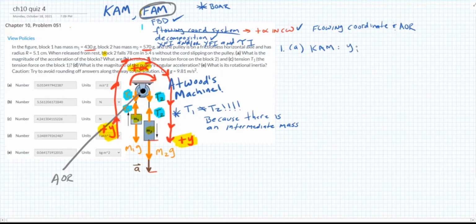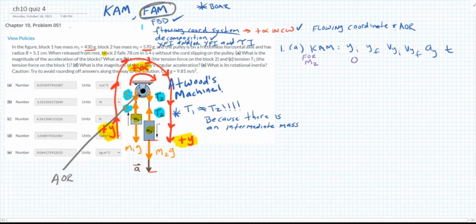I'm going to have Y initial, Y final, Vy initial, Vy final, A sub Y, and T. So just straight generic kinematics. Y initial is 0. I'm going to focus on M2, because they gave me data for mass 2. Block 2 falls 78 centimeters in 5.4 seconds.